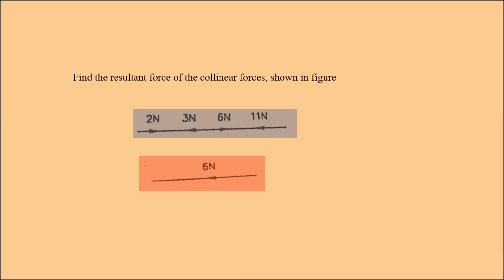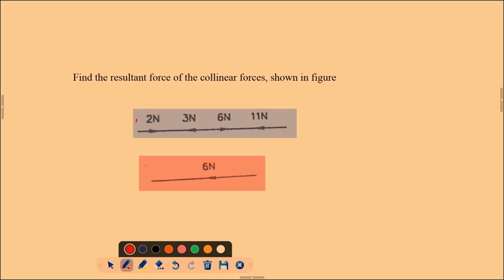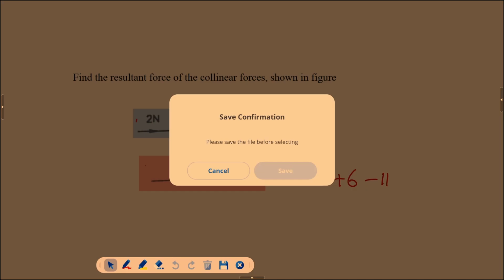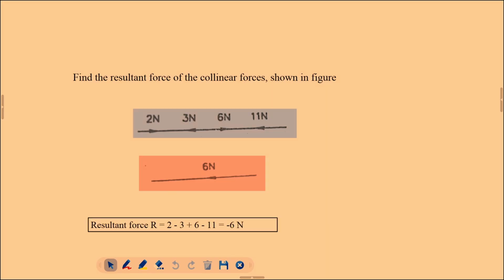How do we get 6 Newton? We already mentioned: 2 minus 3 plus 6 minus 11 gives 6 Newton, with a minus sign. Either you can indicate the minus, or simply mention it as 6 Newton and draw an arrow in this direction, which denotes the force is acting from right to left. Either the arrow or this sign can be used. Both indicate only the direction of the force acting.